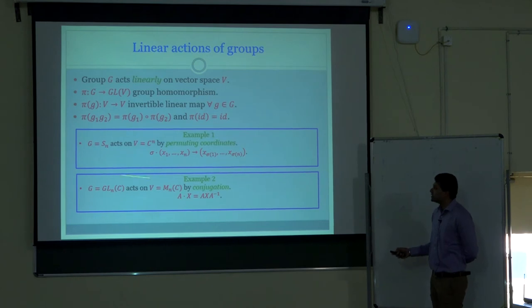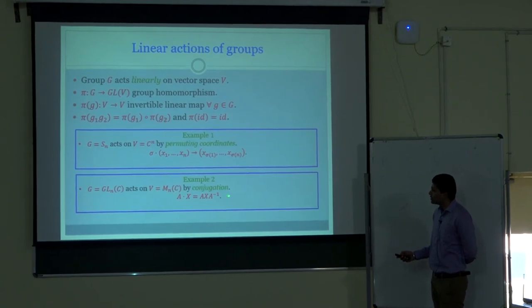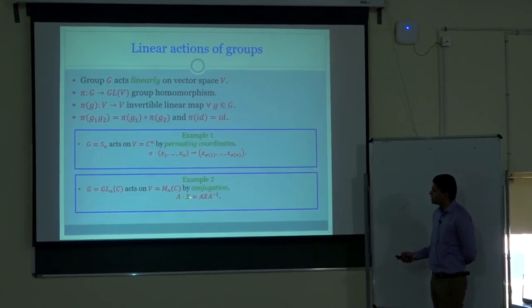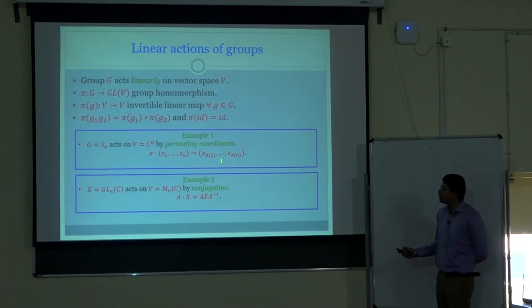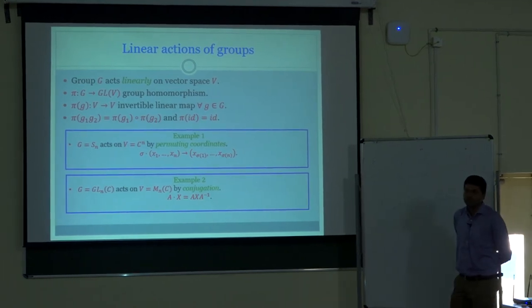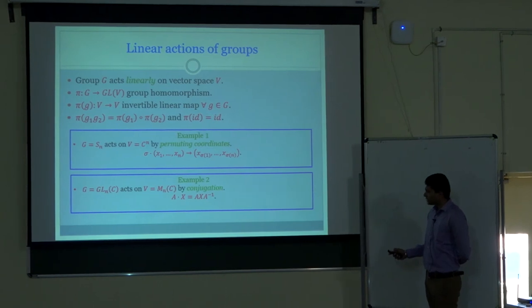So here are some examples. You could have the group of permutations on n elements acting on C^n by permuting coordinates. This is one particular example of a group acting on a vector space. Another example is the conjugation action, which is also widely studied in linear algebra. You have the group of invertible n by n matrices, and it's acting on the vector space of n by n matrices by conjugating: A sends X to A X A inverse. So these are two simple examples of group actions.